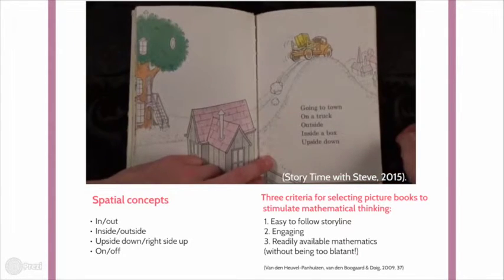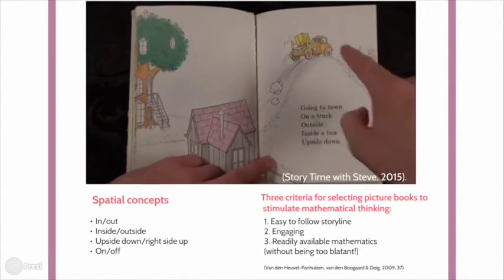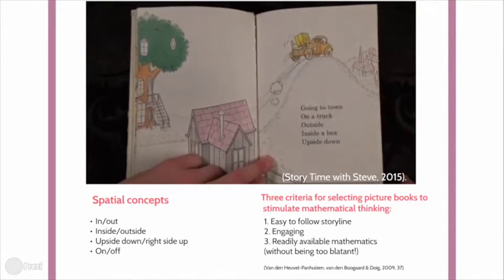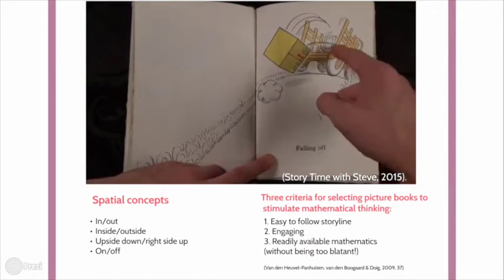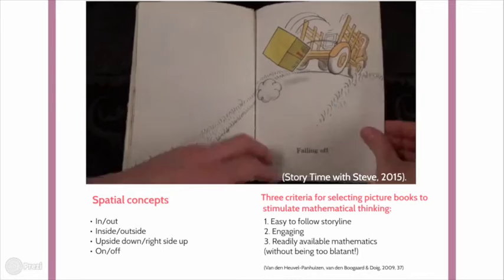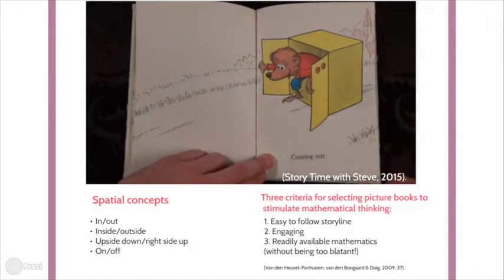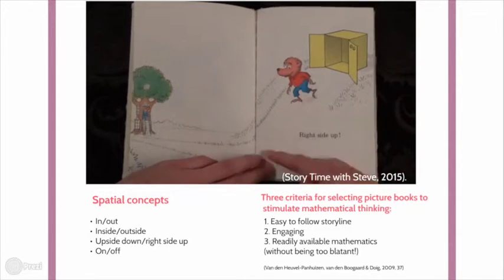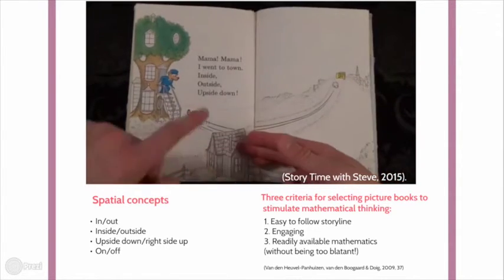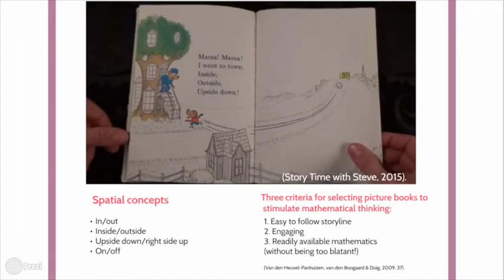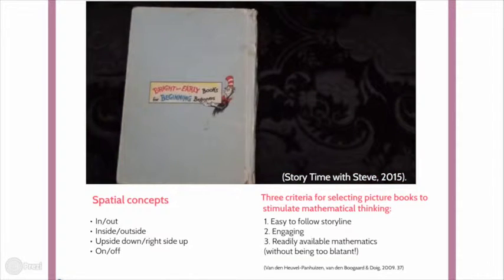It's a simple story about a bear who crawls inside a box, finds himself being taken outside while inside the box, placed on a truck upside down, being taken into town, and at the end of the journey, the bear gets off the truck, out of the box, and finds his mother to tell her of his adventure. I've thought of a few activities that could flow on from this read aloud to really get the children thinking about the spatial concepts introduced.